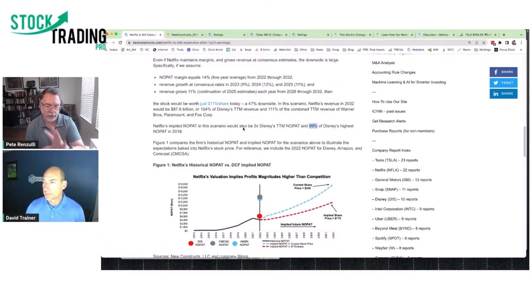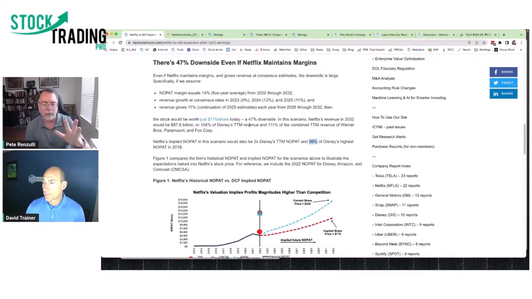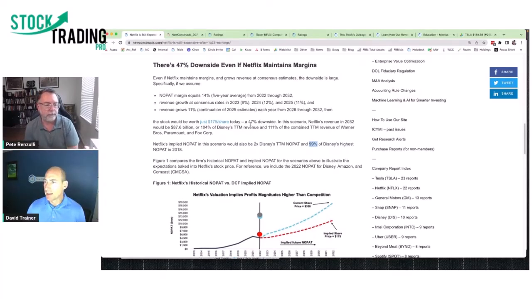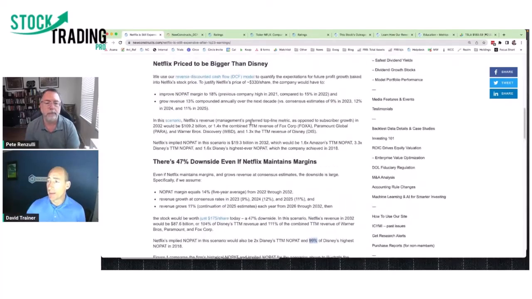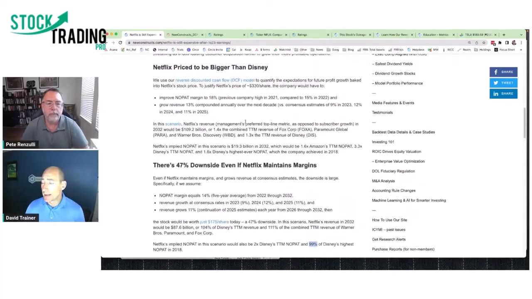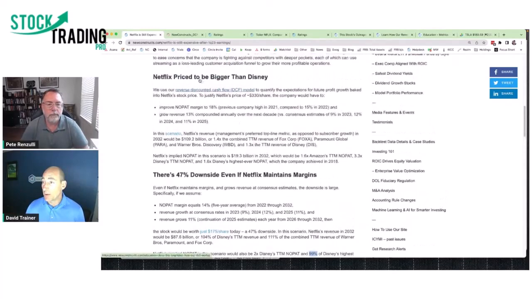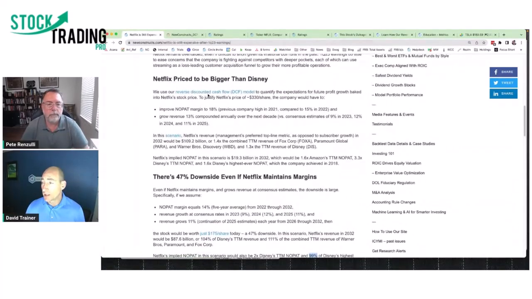The reason I love this, David, is because we're not projecting. We're basically saying, what have they done and what's reasonable to expect? And what is the stock price telling us about that? That's right. And we'll give people the context as well, right? Like in detail. So this is the valuation section of the report. And it talks about using our reverse discounted cash flow model. We'll send a link to that too, Pete, for everybody, to quantify the expectations for future profit growth baked into the stock price, which is at 330 when we wrote this, right?